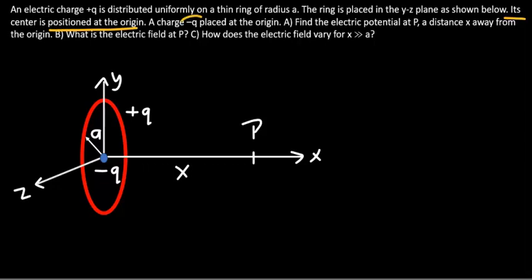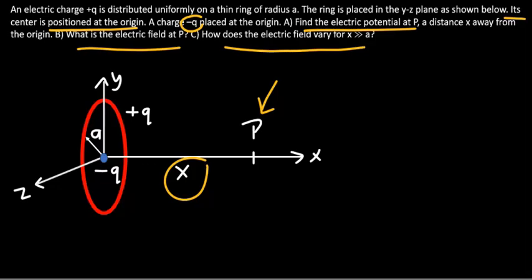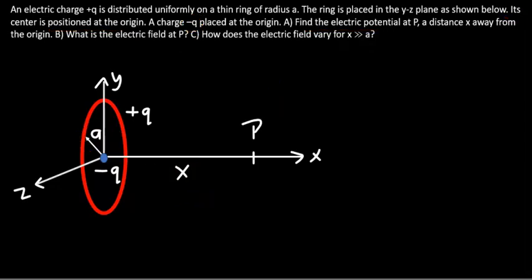A second charge, minus Q, is placed at the origin, so that is shown as a blue dot at the center. Part A. Find the electric potential at point P, a distance x away from the origin. Part B. What is the electric field at that point? And Part C. How does that electric field vary for distances that are large compared to the radius of that ring?